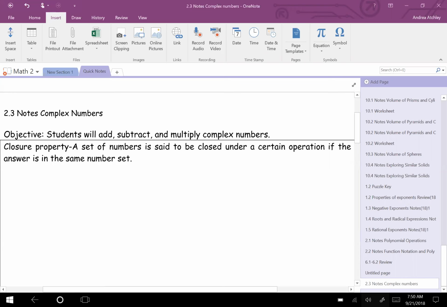Okay, so the closure property: a set of numbers is said to be closed under a certain operation if the answer is in the same number set. When you first started to learn numbers as a kid, you started with basic numbers. What numbers did you start with? 1, 2, 3, 4, 5, 6, 7, 8, 9, 10. Those are our first set of numbers.